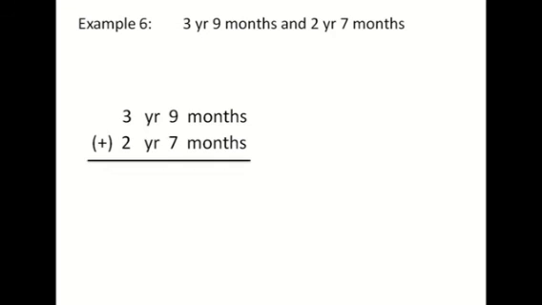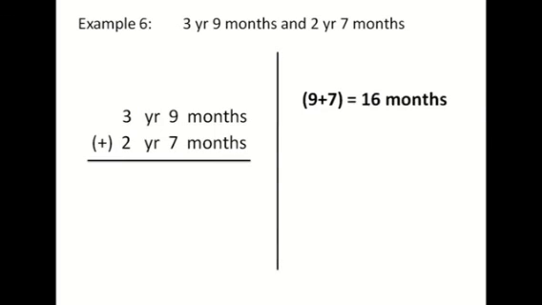Now work out one more sum. It is 3 years, 9 months and 2 years, 7 months. So please arrange them properly. Months come in one column, years in another column. Please mention this plus symbol. Now do the addition. We will start from months. So 9 plus 7, how much is it? It is 16 months. Yes?